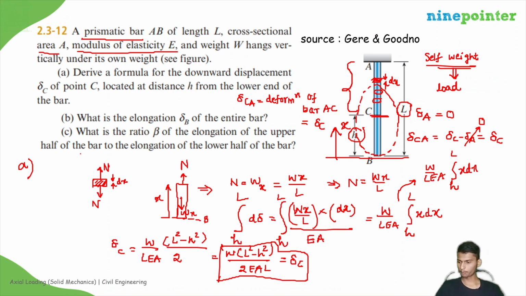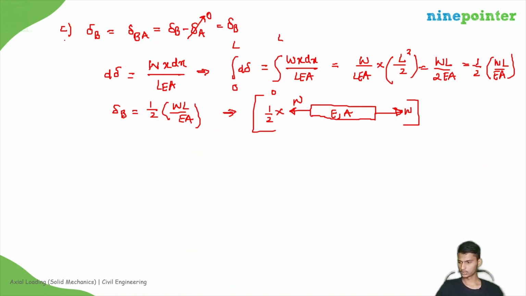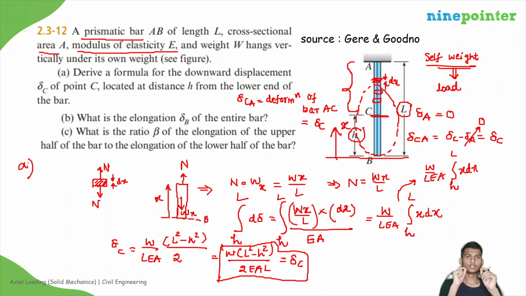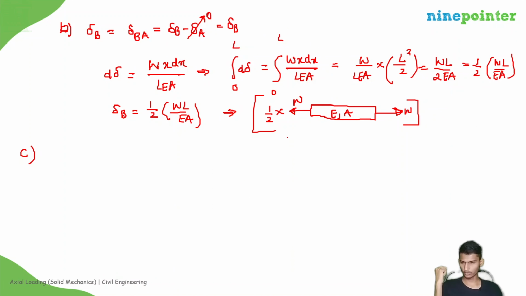Now let us move to part C. Sorry, this is part B, so let us move to part C. What does part C say? In part C, what is the ratio beta of the elongation of the upper half of the bar to the elongation of the lower half of the bar? Similar thing, we already have the formula.